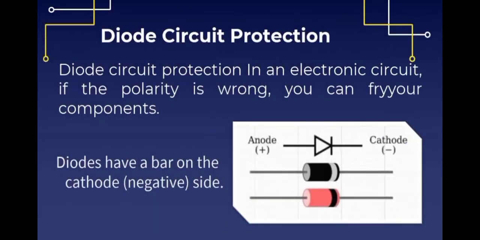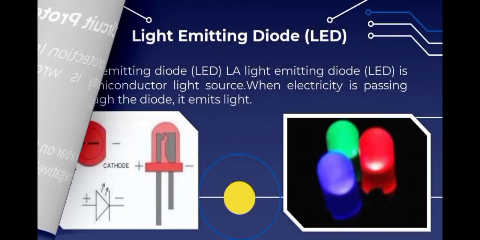Next is diode circuit protection. In an electronic circuit, if the polarity is wrong, you can fry your components. As you can see in the picture, there is an anode, which is the positive side, and a cathode, which is the negative side. A diode that has a bar on one side, that is the cathode, or the negative side.